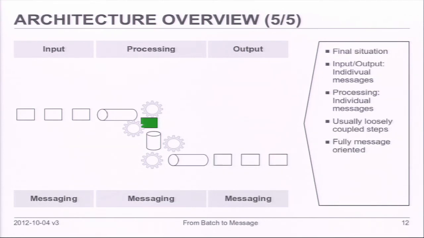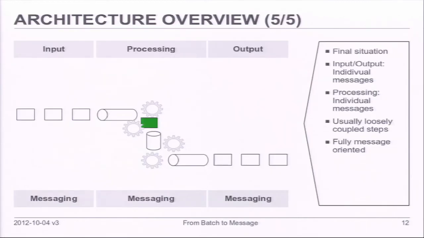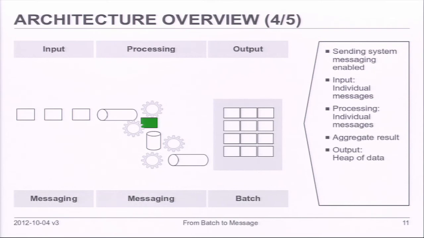If you have full control of the process, then you will have both input and output as individual messages, and the processing also done on those individual messages with loosely coupled steps that are connected by pipes internally. So you may wonder, why should we do this if we keep the output as a batch, or if we keep the input as one big file?